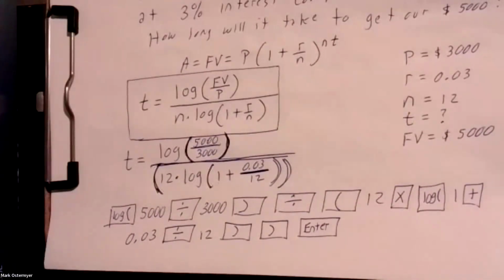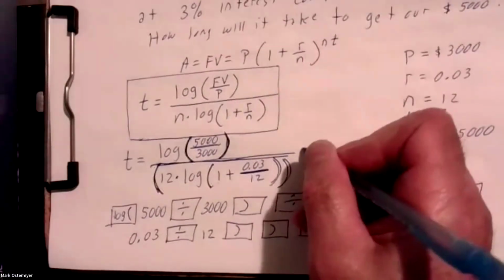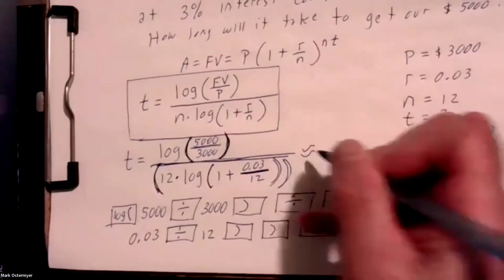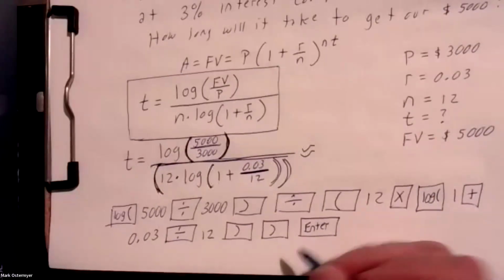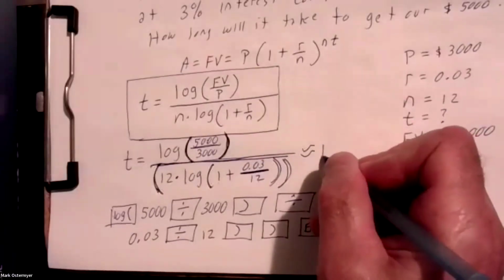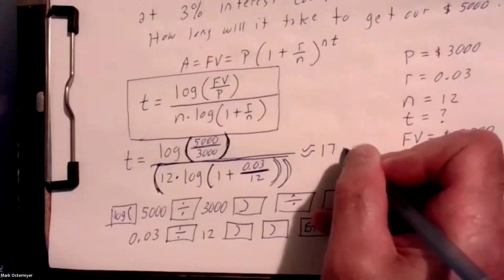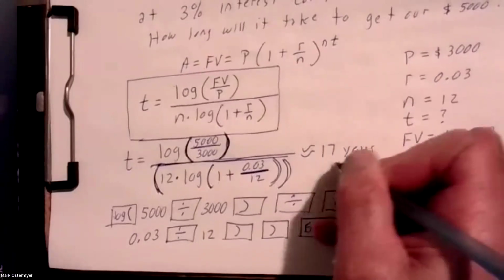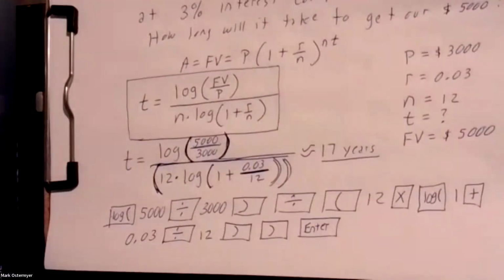And how much time is it going to take? Round off to the nearest year, please. About 17 years. The nearest year, I think, was 17. It's not quite as close to 18. So about 17 years. Wow. Ladies and gentlemen, it's going to take 17 years for you to accrue $2,000 worth of interest. Do you agree?